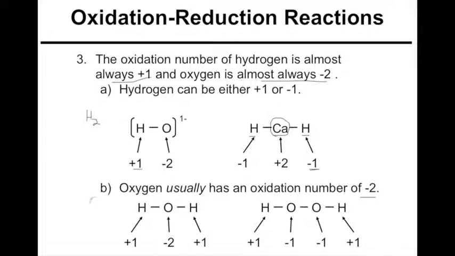Oxygen, as we said, is almost always a -2. The only exception, of course, is if you have oxygen O2 all by itself, not part of a chemical compound. Then it's in its elemental form and its oxidation number is 0. But when oxygen is in a compound, its oxidation number will almost always be -2. The only exception to that is when you have a peroxide, something like this. But those are very rare. So 9 times out of 10, oxygen will have a -2 oxidation number.